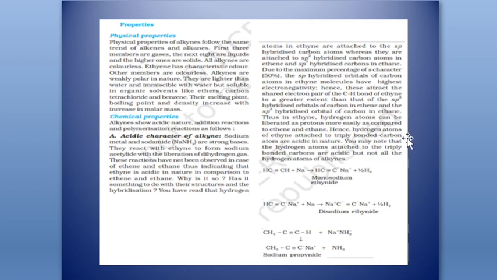Physical properties of alkynes follow the same trend as alkenes and alkanes. The first 3 members are gaseous, the next 8 are liquid, and higher ones are solid. All alkynes are colorless. Ethyne has a characteristic odor. Other members are odorless. Alkynes are weakly polar in nature.